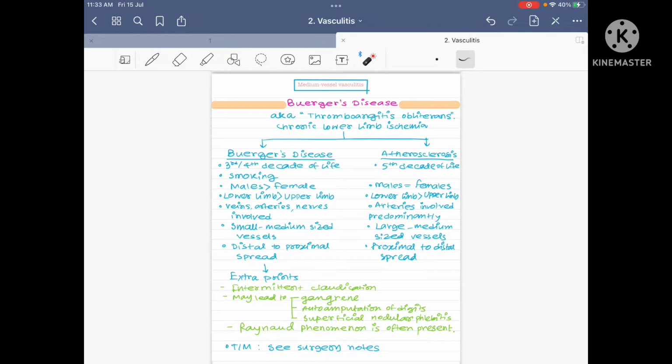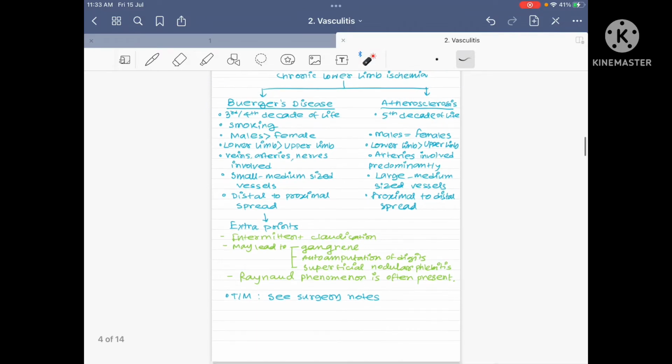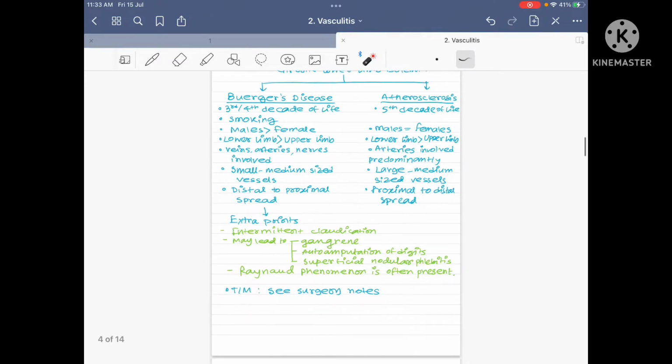In Buerger, it is the third or fourth decade, associated with smoking, male more than female, lower limb more than upper limb. In atherosclerosis, it is the fifth decade, male equal to female, lower limb more than upper limb, and arteries more commonly involved, and as I said, large vessel. Buerger spreads distal to proximal, here proximal to distal. That's it. Extra points, I have said the internal correlation before. Buerger may lead to gangrene, autoamputation, superficial nodular phlebitis, and Raynaud phenomenon is also present. These are the catch points in the clinical scenario of the MCQ. For treatment, you have to see the surgery notes, maybe Marrow or whichever institute you read.